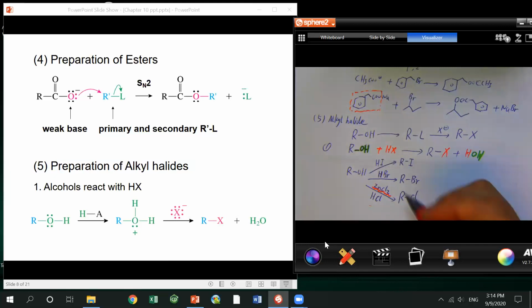And the second thing: if you convert a primary alcohol to a primary alkyl halide, it actually follows the SN2 reaction. But if it's a secondary or tertiary alcohol, it actually follows the SN1 reaction.